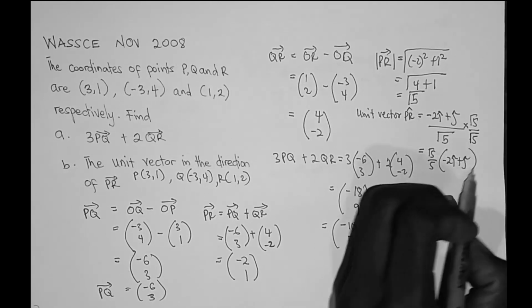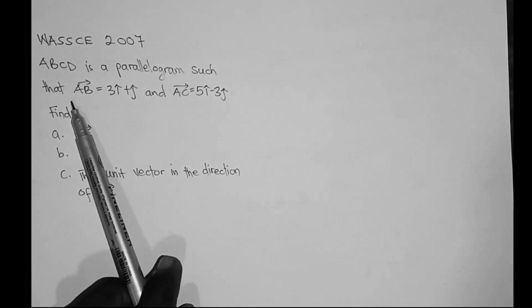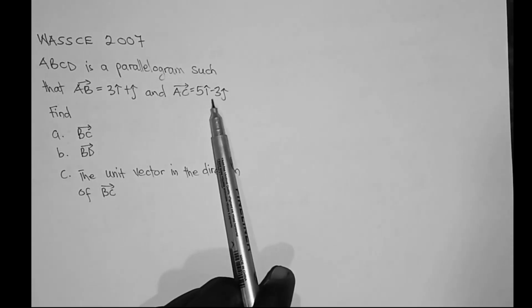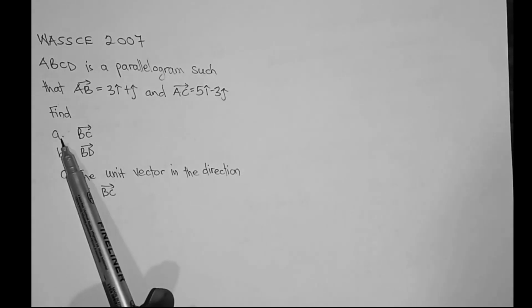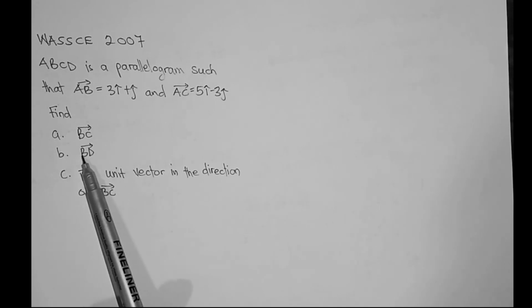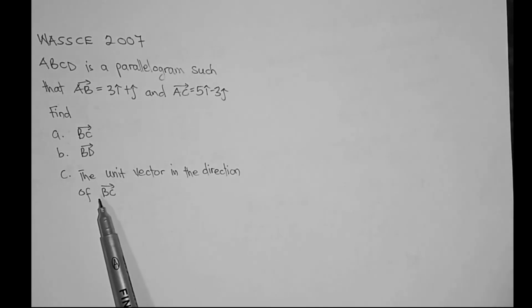plus j. It says that ABCD is a parallelogram such that AB equals 3i plus j, and AC equals 5i minus 3j. Find A, the vector BC, B, the vector BD, and C, the unit vector in the direction of BC.